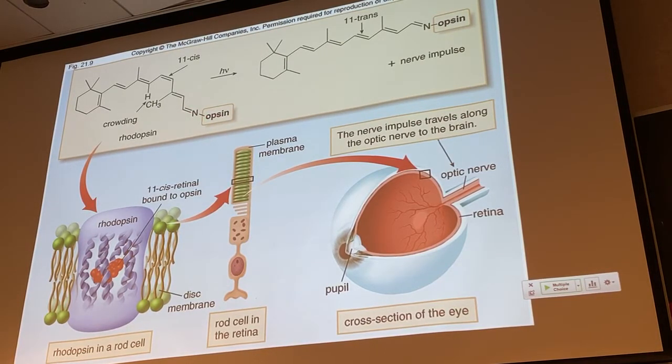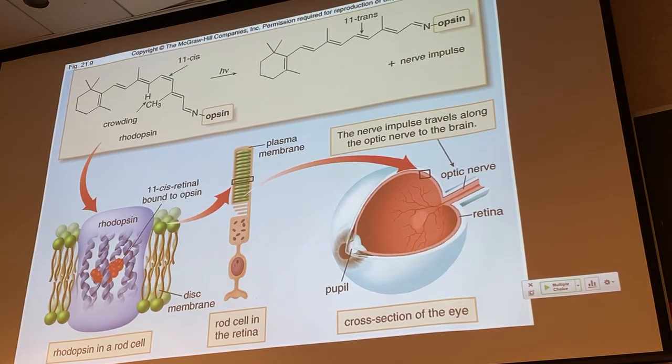The linkage between the retinal and the protein is an imine. So the aldehyde of retinal reacts with a primary amine from the protein. It's coming from a lysine amino acid, the side chain of lysine, and it forms an imine. So that imine linkage is critical to joining retinal with opsin to form the rhodopsin molecule. So it plays a role in vision. All right.